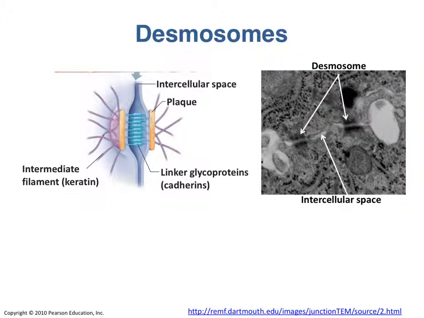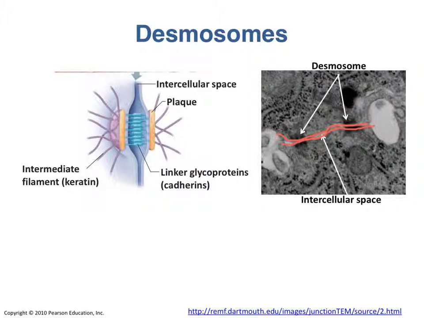On the right, we can see what these junctions actually look like on an electron micrograph. Here's the plasma membrane of one cell. Here's the plasma membrane of the other cell. These shadows, there and there, those are the proteins of the desmosomes holding these two cells together.